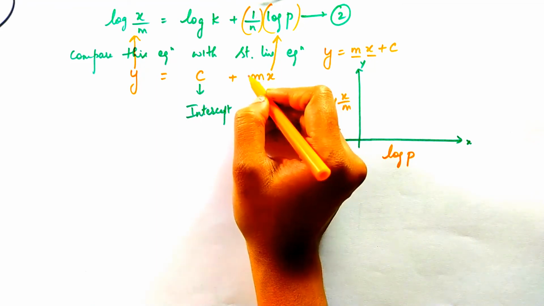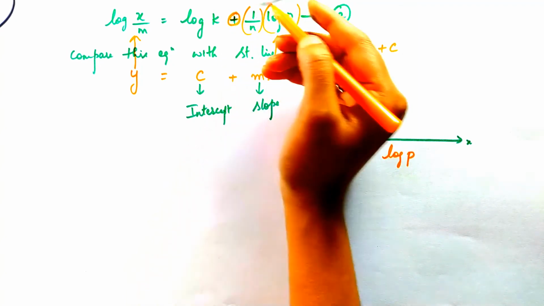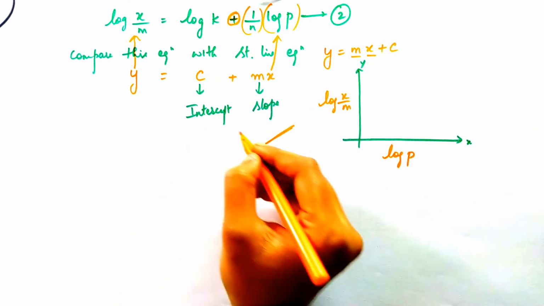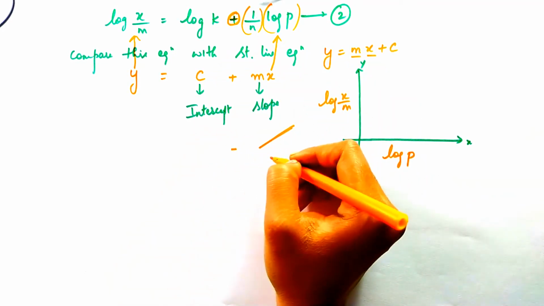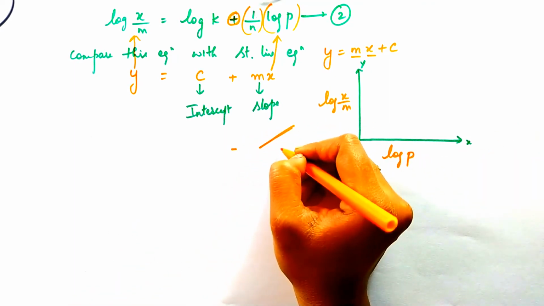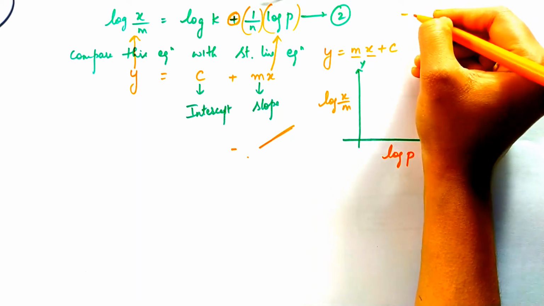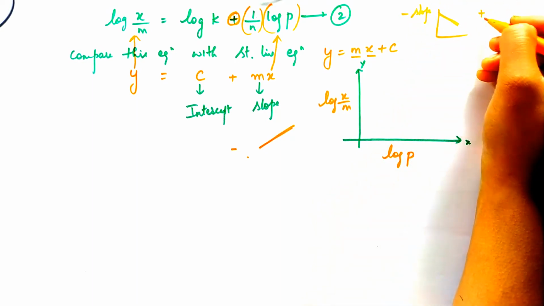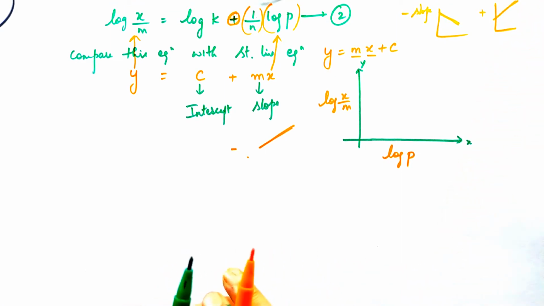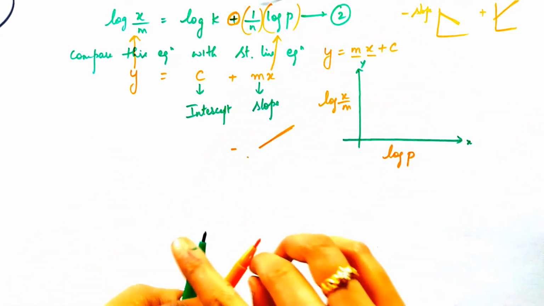Here m is 1 by n with a positive sign. This positive sign indicates that the slope is positive, which is moving in the upward direction. If the slope shows a negative sign, then the graph shows a negative slope and the line will go downwards. The graph will be like this if we get a negative slope. If we get a positive slope, then the graph moves in the upward direction. So therefore, here we get a positive slope. Slope is 1 by n.